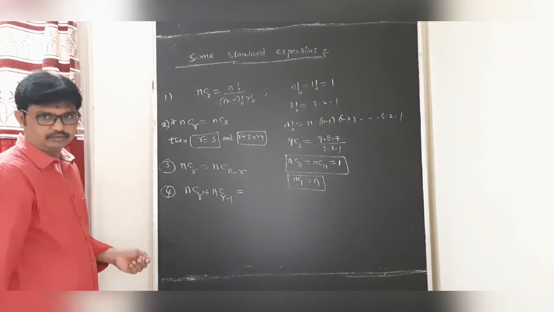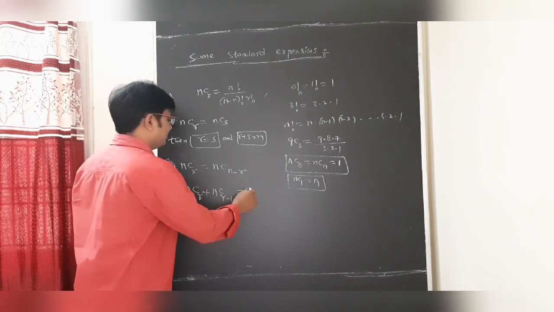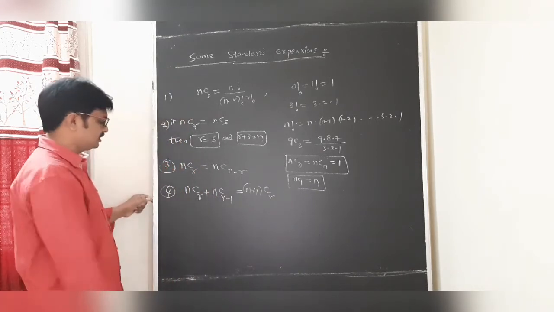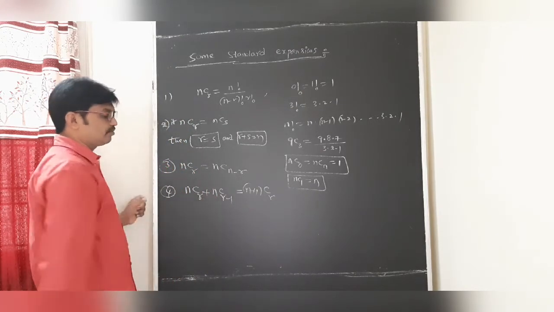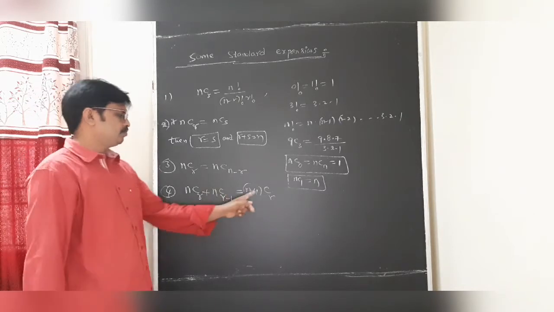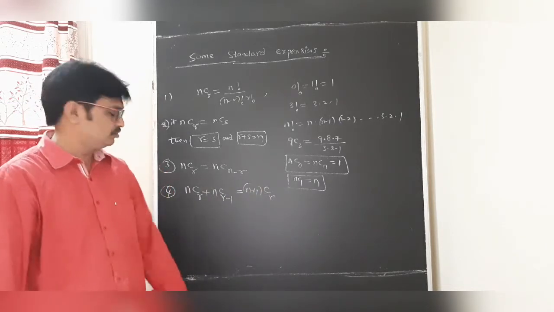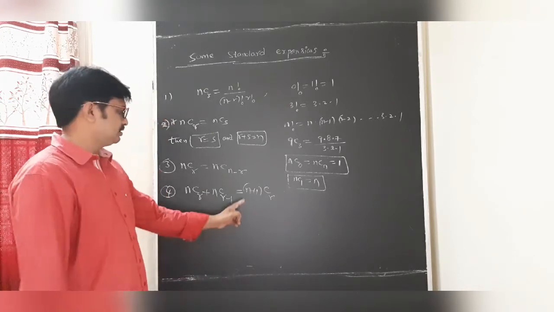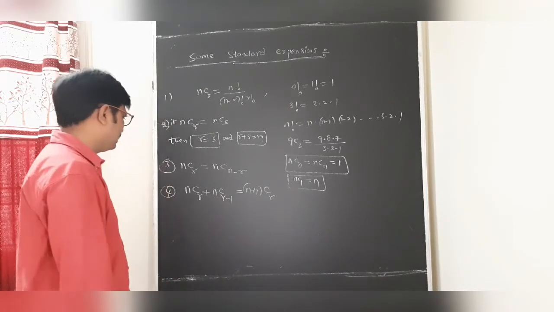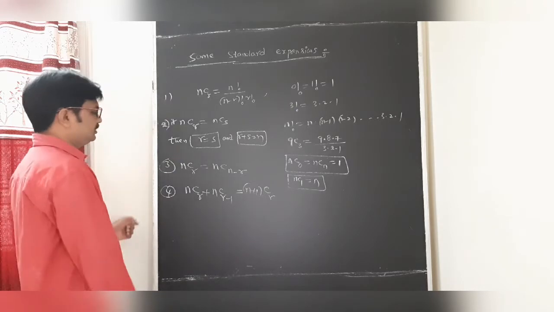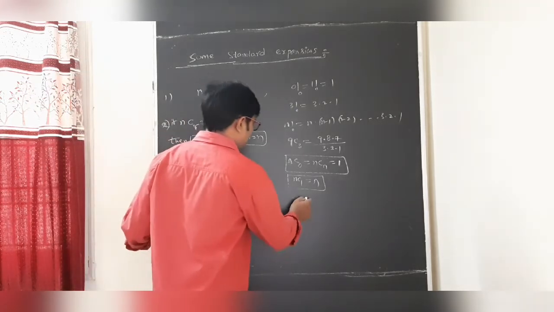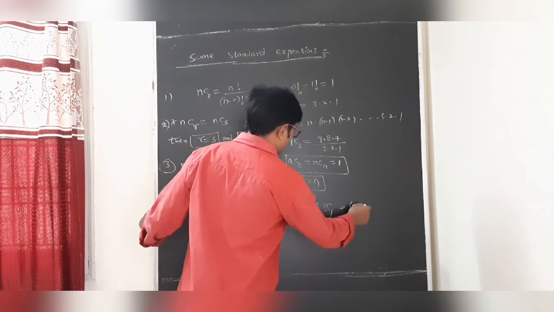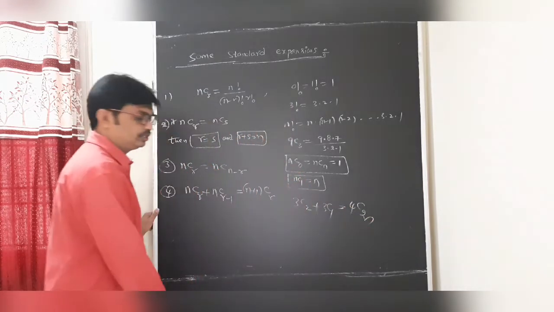This can be written as N plus 1 CR. How to write it? NCR plus NCR minus 1 can be written as N plus 1 CR. What is it, students? NCR plus NCR minus 1 is nothing but N plus 1 CR. Suppose we have 3C2 plus 3C1. Undoubtedly, this is equal to 4C2.